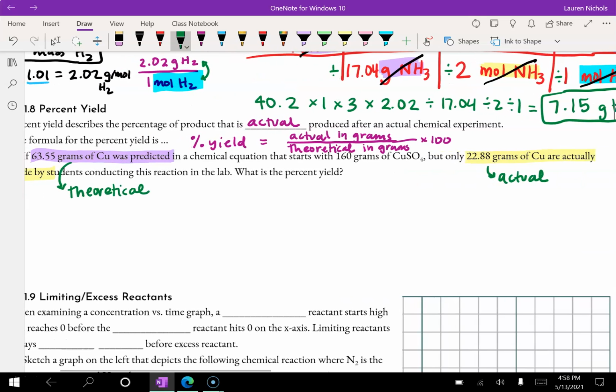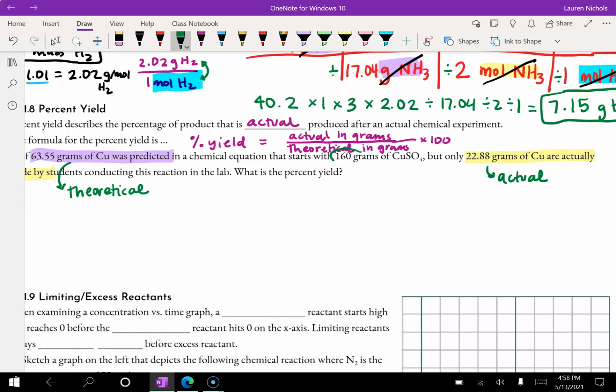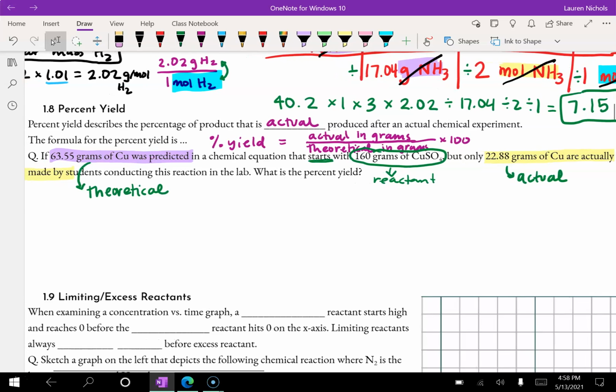And you might be saying, but Miss Nichols, what about this 160 grams of copper sulfate? Do you see how it says the equation starts with this? Well, that means that copper sulfate is a reactant, okay? And percent yield, remember that word yield means produced, okay? We're not talking about reactants. These are all about your products in a percent yield. What was actually made. You don't make reactants, you make products.